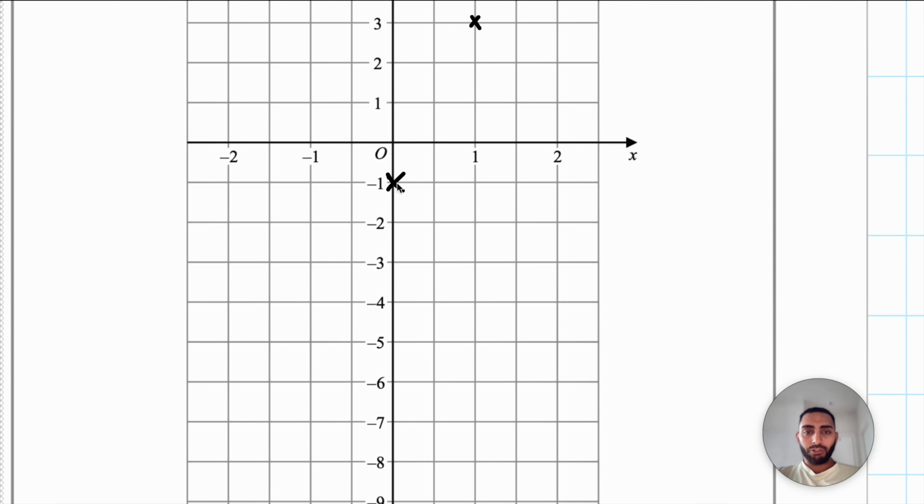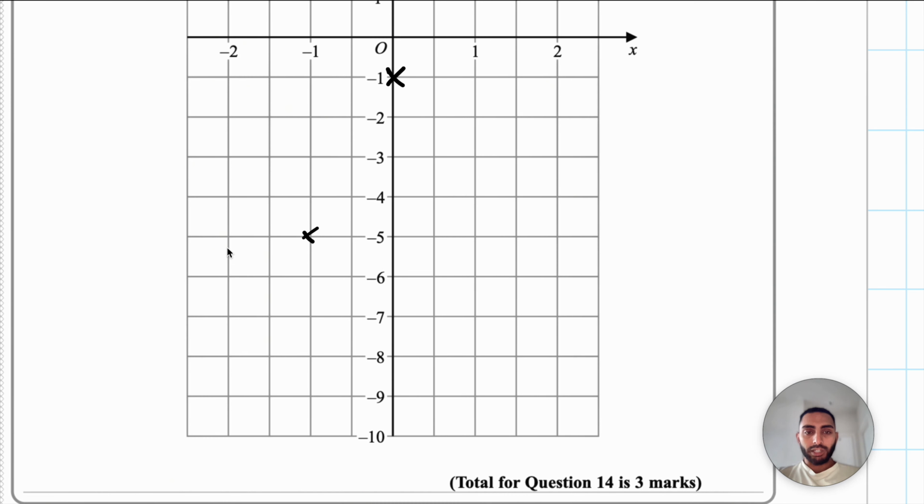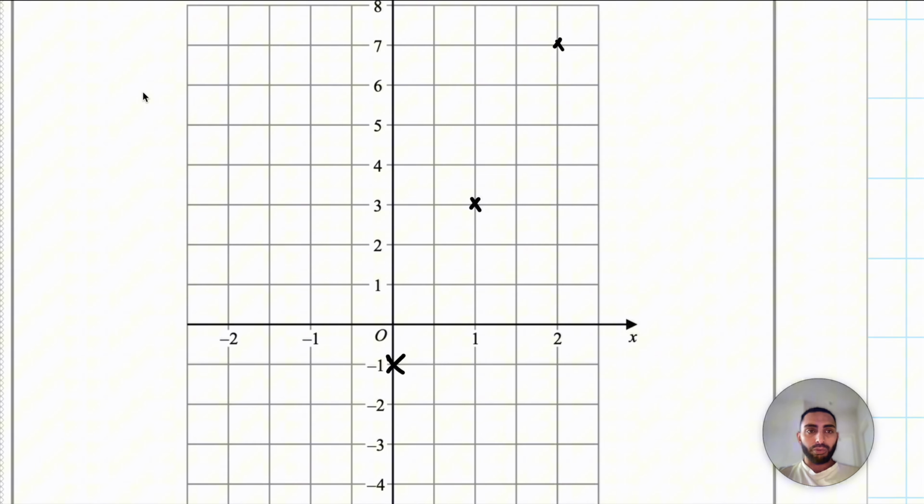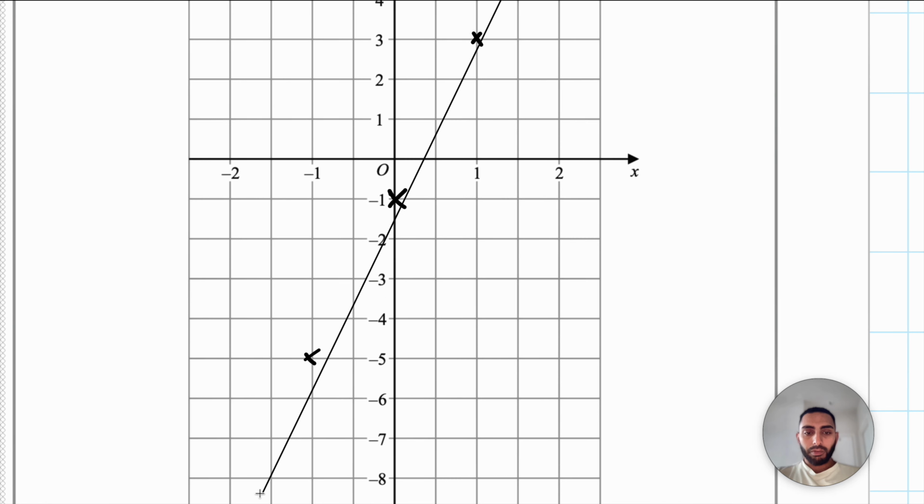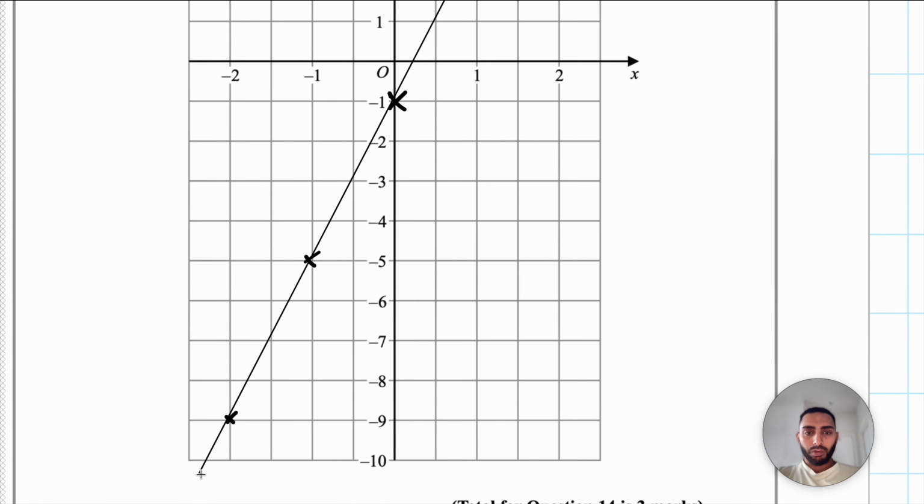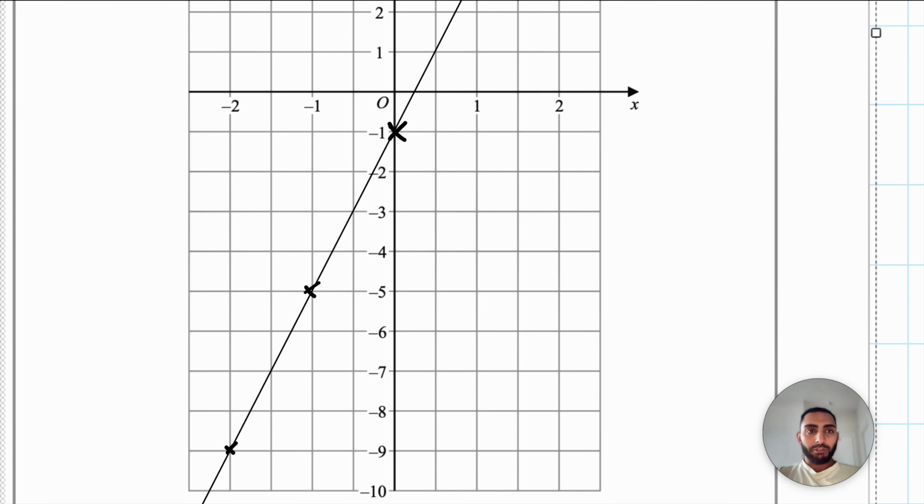You could do the same thing in reverse. You go backwards by 1 and you're going to go down by 4. So that would be at -5. And do that one more time. That would be at -9. And then I'm just going to draw a straight line going through all of those. And that's my finish line.